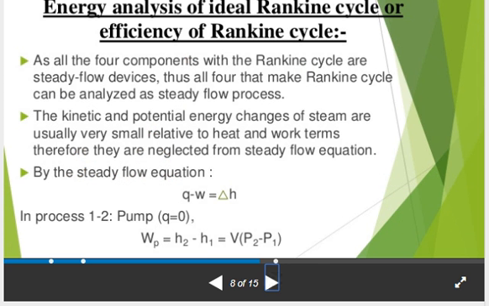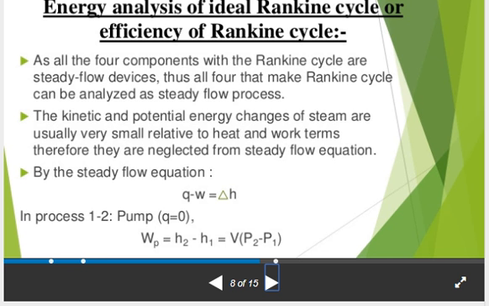Then we discuss the energy analysis of the ideal Rankine cycle, or the efficiency of the Rankine cycle. What energy phenomena take place in the Rankine cycle? As all four components of the Rankine cycle are steady flow devices, the cycle can be analyzed as a steady flow process. The kinetic and potential energy changes of steam are usually very small relative to the heat and work terms, therefore they are neglected from the steady flow equation.